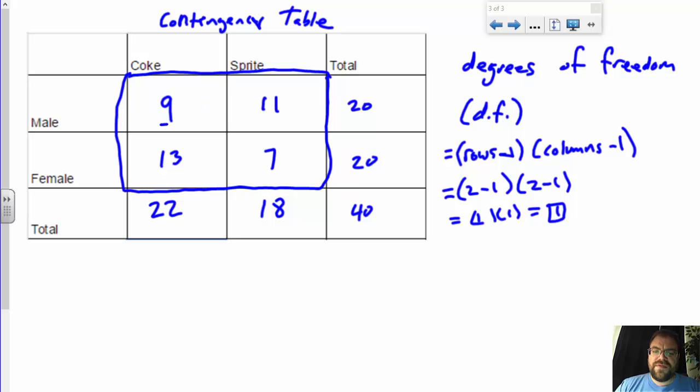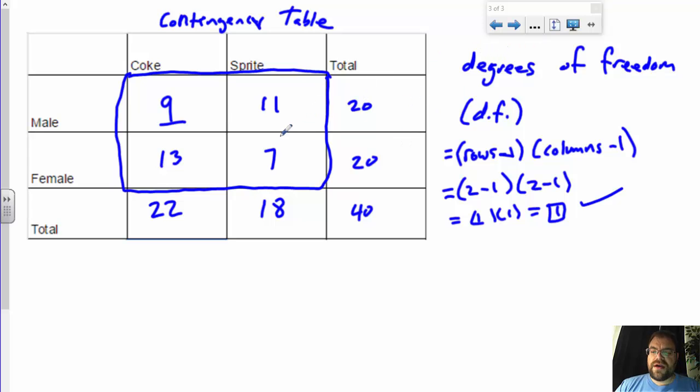So this first value I put down was the only one that had any freedom. As soon as I put it down, the rest are known. They're not free to be anything else because they have to add up to these totals. That's what it means to have 1 degree of freedom. And I'm going to go on with a further explanation here.